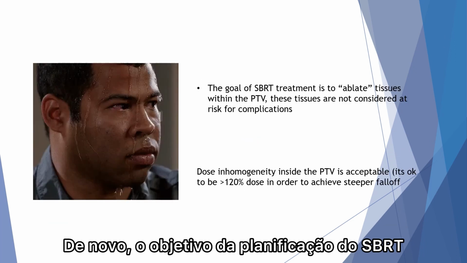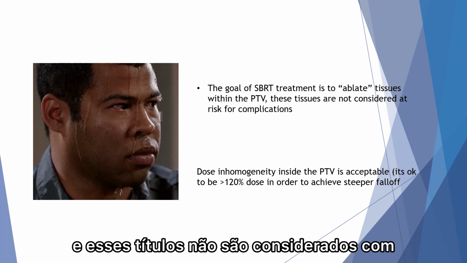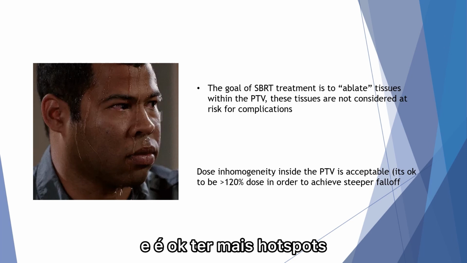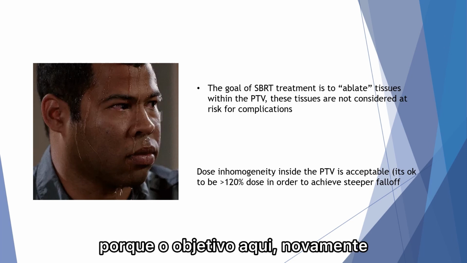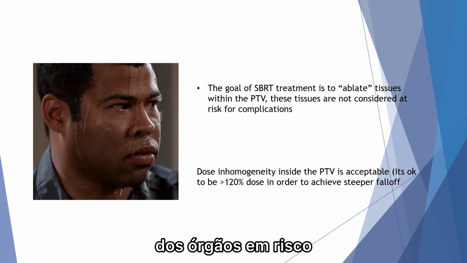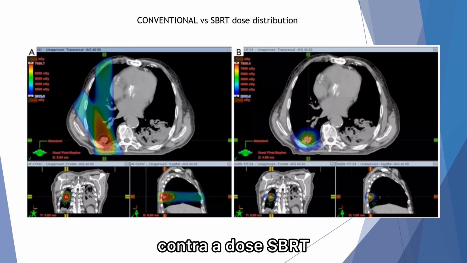Again, the goal of SBRT planning is to ablate the tissues within the PTV volume, and these tissues are not considered at risk for complications. And it's okay to have much greater hotspots because the goal here again is to achieve steeper fall off within the organs at risk. In this slide, we have conventional versus SBRT dose distribution.